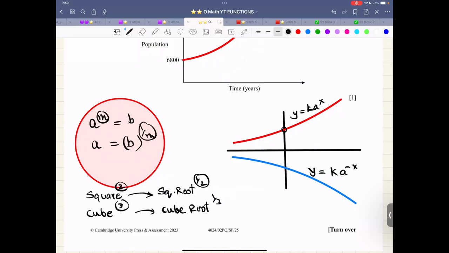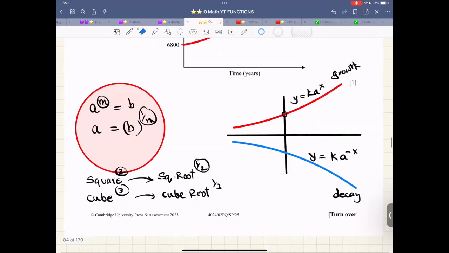This is a graph of growth. This is a graph of decay. Actually, this is not decay. This is just a reflection in the x-axis. Hold for a second.